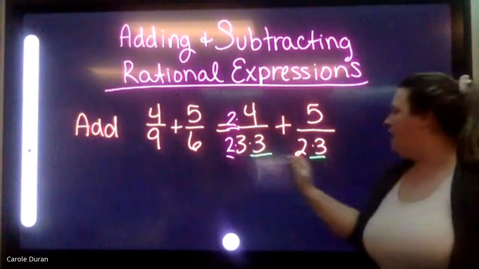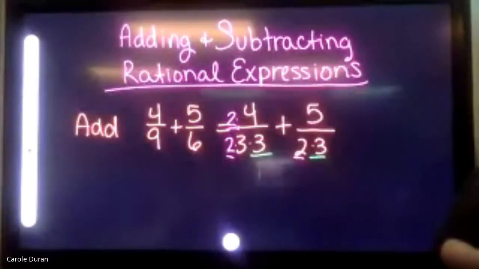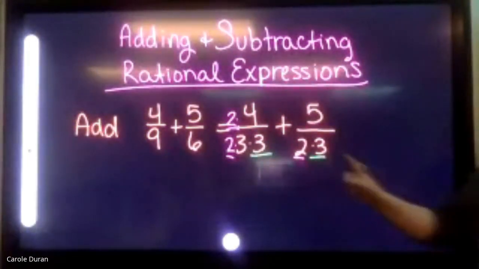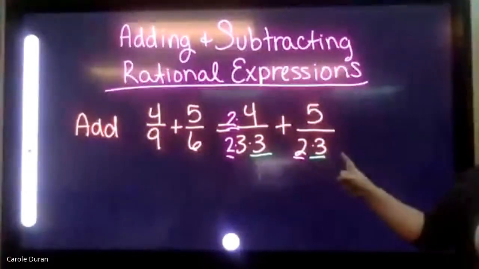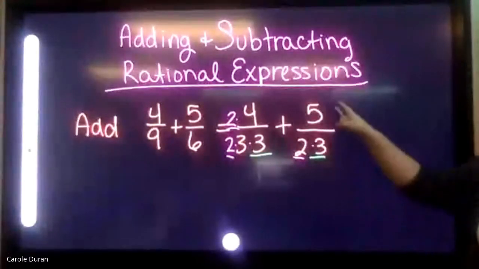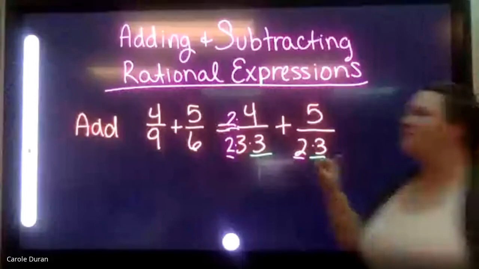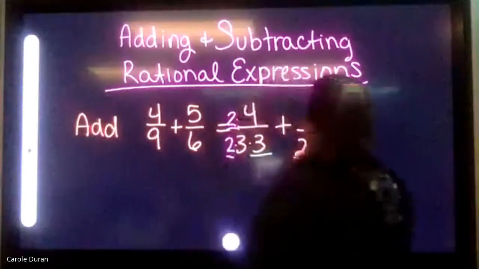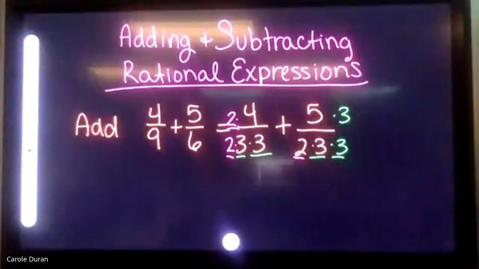Now, each of these denominators has a 2 in it. That's 2 times 3. Is there anything that is present in my first denominator that's not present in my second denominator now? A 3. So I need to put a 3 in here so that my denominators are identical. Now they are the same, which means I can simplify them and put them together as one fraction.